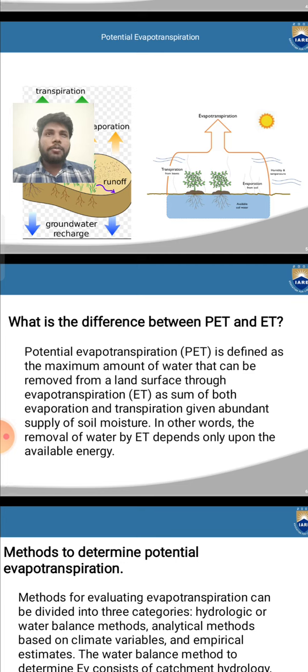So, potential evapotranspiration is nothing but evapotranspiration in some particular time. That is, evaporation and transpiration given abundant supply of soil moisture. We can also say that the removal of water by evapotranspiration depends only upon the available energy, thus causes potential evapotranspiration.